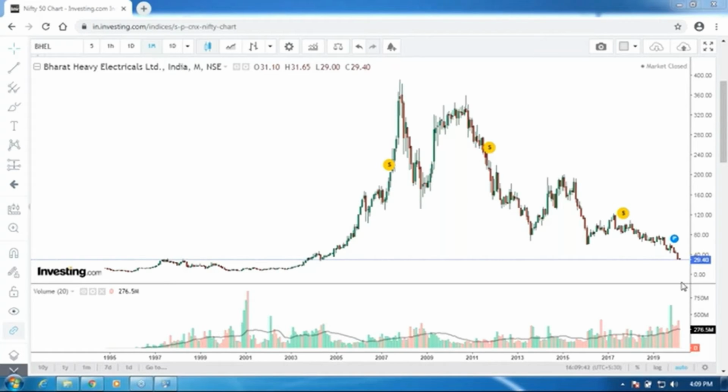In fact, for most of the stocks that I bought and made most of my money in, for instance, let's go back to the chart for Honeywell Automation.